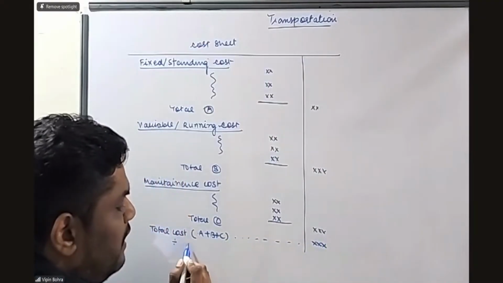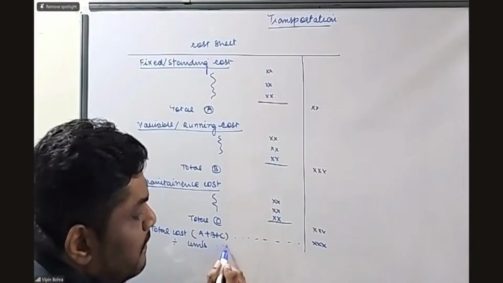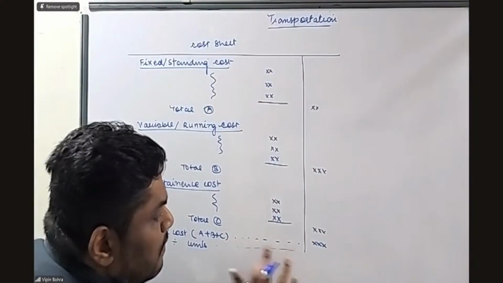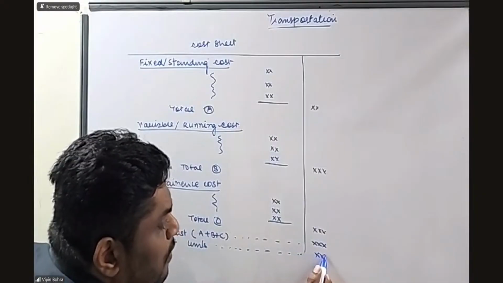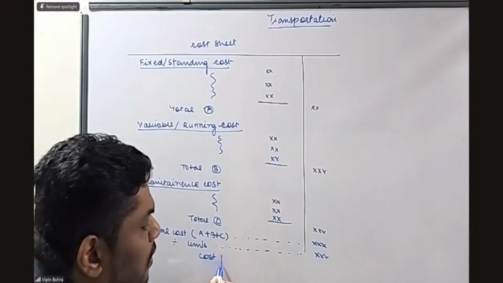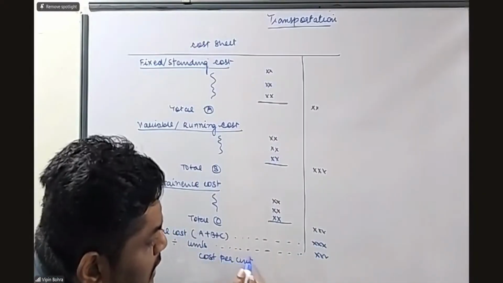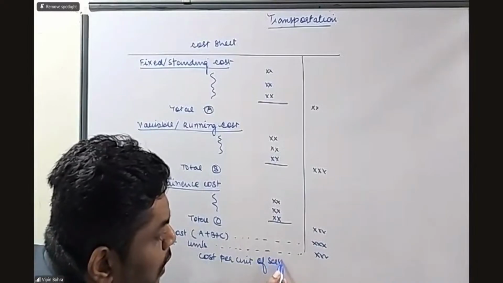If we divide total cost by units, we'll get the cost per unit of service.